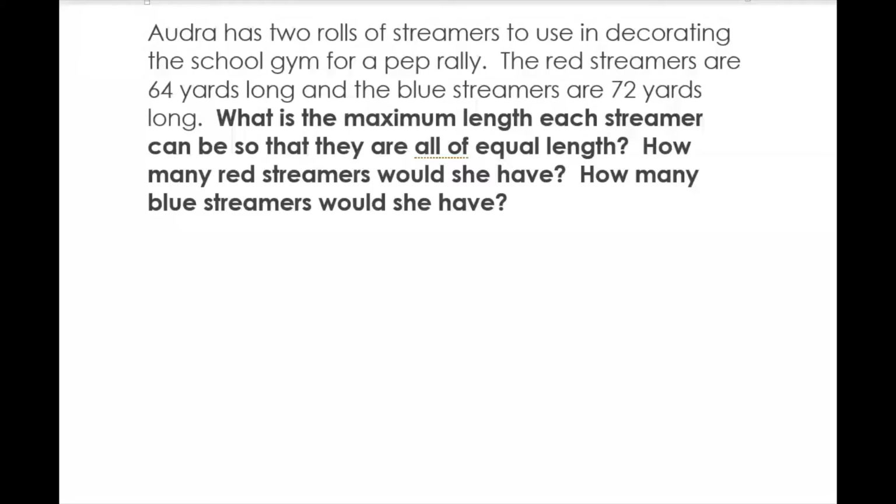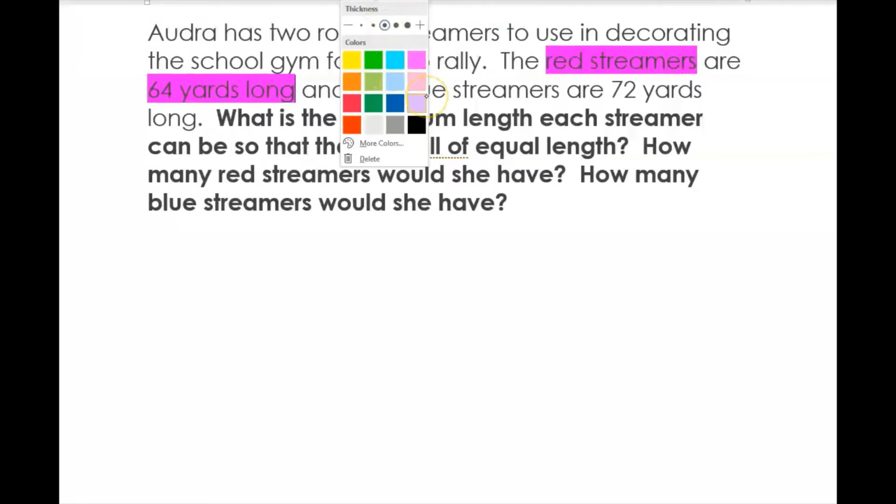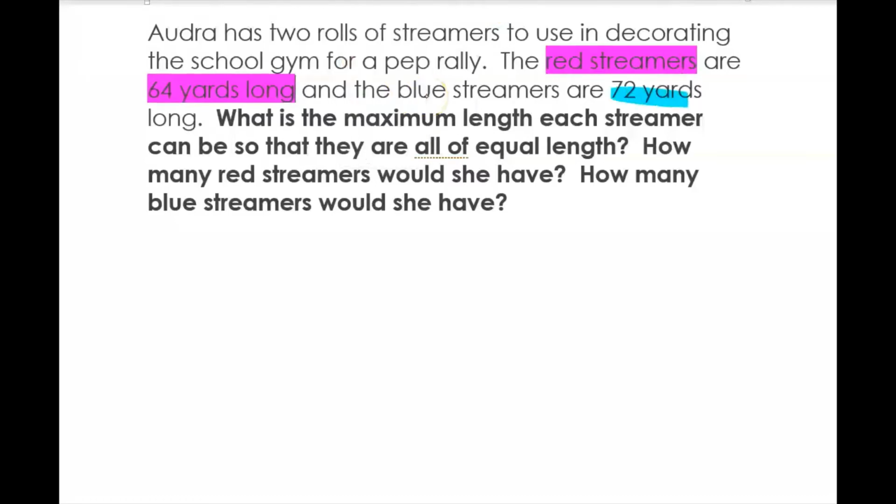So first I'm going to start by highlighting my problem. We know she's got red streamers, and they are 64 yards long. We also know that she's got some blue streamers and they are 72 yards long. The question of the hour here is, what is the maximum length each streamer can be so that they're all of equal length? We're going to start there. There's lots of other questions down below, but we're going to start there.